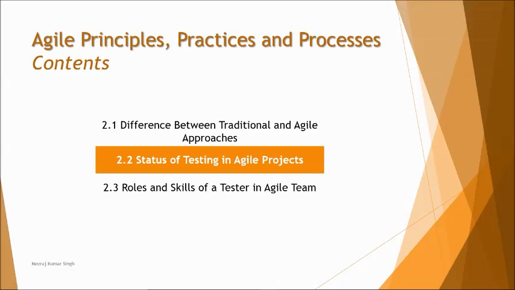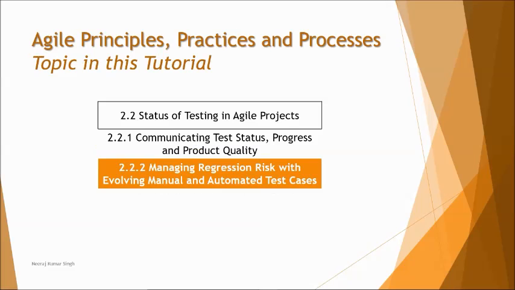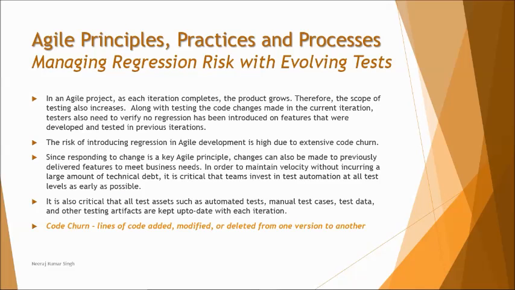We are in chapter 2 and we are looking at the next topic, 2.2, managing regression risk with evolving manual and automated test cases. When you talk about regressions in Agile, because we quite frequently keep updating and incrementing through continuous integration, it's not just that you're only adding. Sometimes you welcome changes from the client side, because one of the basic principles is to address changing requests from the client. So we entertain changes even late in the life cycle or late in the iteration.